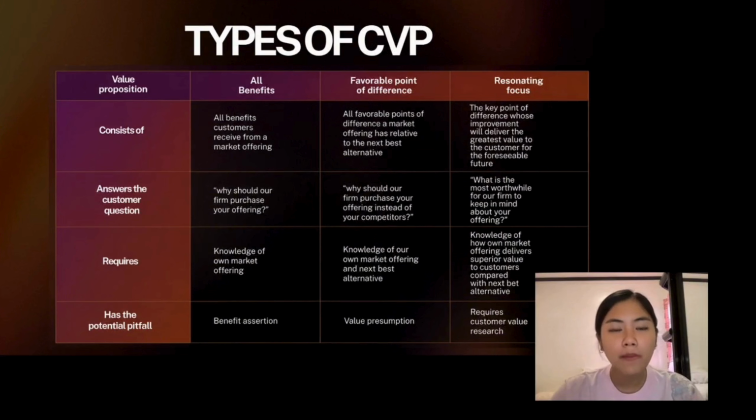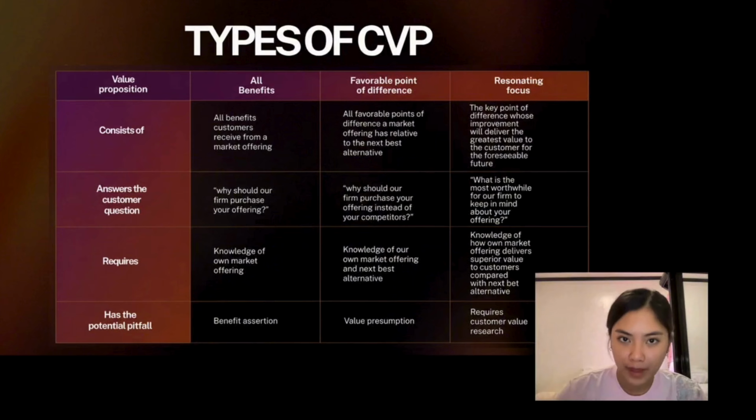So to summarize, all benefits is just indicating all of the benefits that the customer will get from your product. Favorable point of difference is comparing the favorable points of your product from your competitor and why the customer should buy from you and not from them. Resonating focus is just focusing on what the customer needs and offering them a solution for their problem.